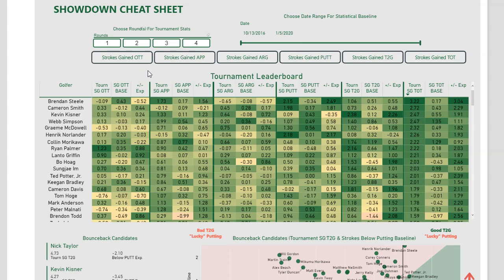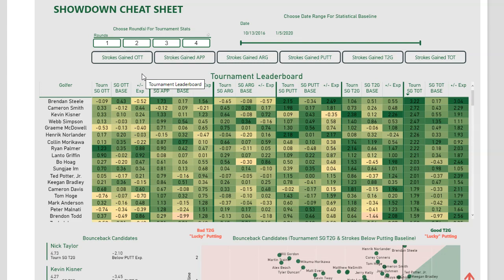For Brendan Steele, off the tee in this tournament, he lost on average 0.09 strokes off the tee. His baseline, what his long-term form usually is, he actually gains about 0.43 strokes off the tee. So that means he is a half a stroke right here, 0.52, under his expectation.